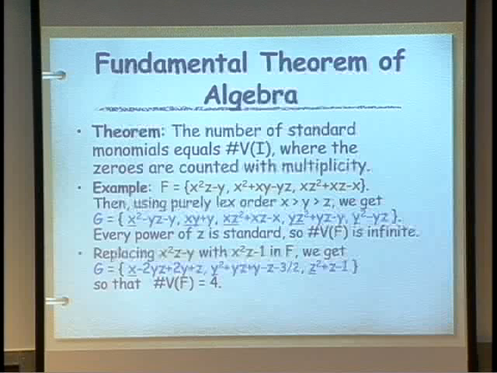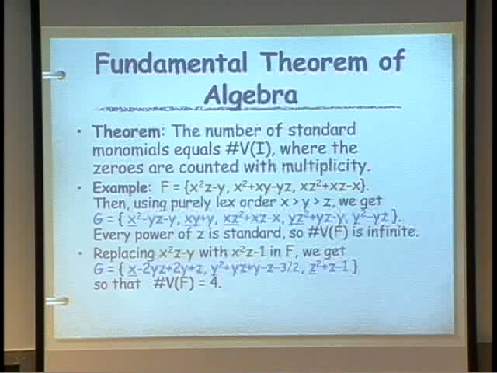Okay? So example, if we take this brown set of polynomials, we run a pure-lex Gröbner basis, we look at the leading terms, they are the underlined terms, then we can see that every power of z is standard, right? So you can see that none of the underlined terms is a pure power in z, so therefore there are infinitely many solutions.